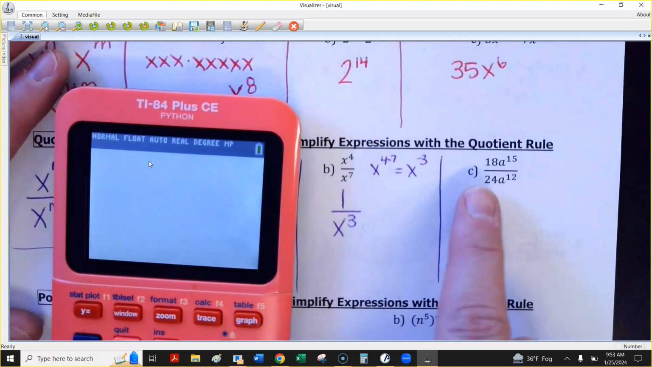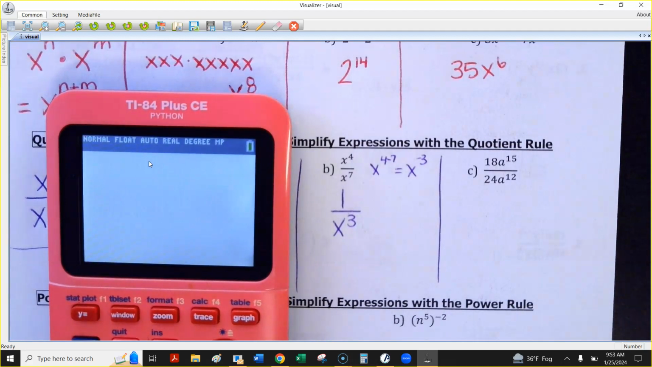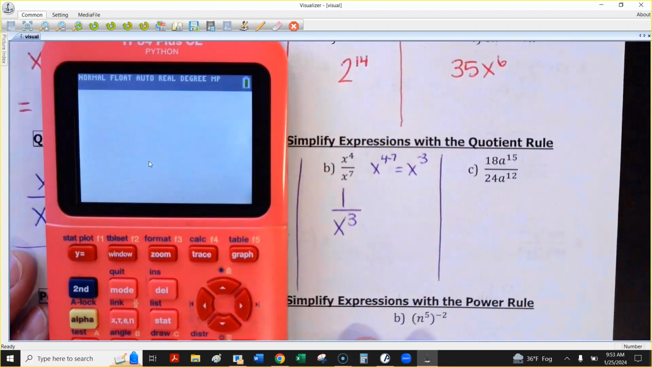If you have just numbers in the problem, like I have 18 and 24, this is a fraction. So we're doing division here, so I'm not going to use exponent properties with those. And I'm going to show you my favorite keys on the graphing calculator if you don't already know this.